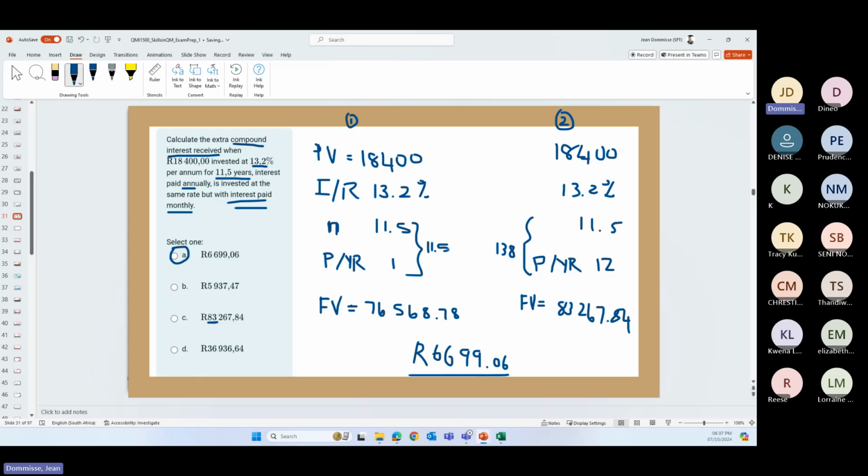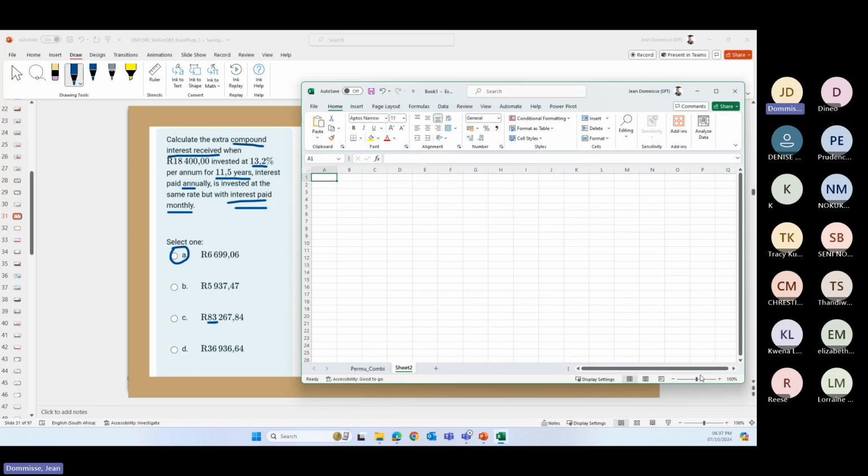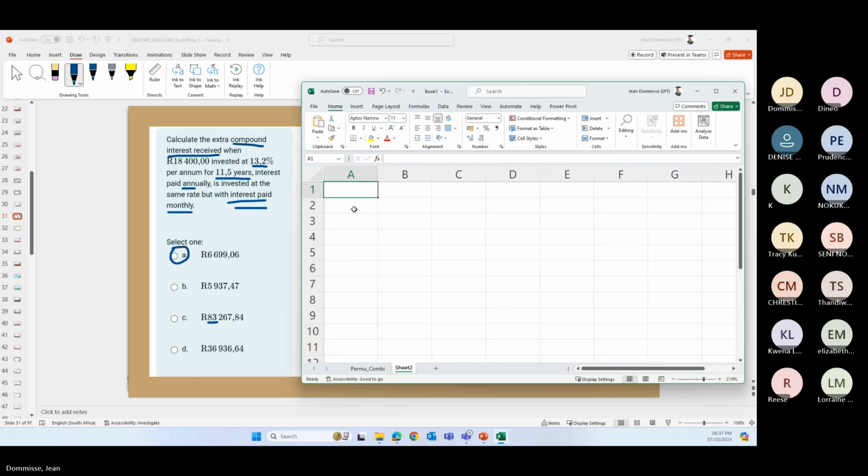So that is if we use financial calculators. So let's quickly check if we can. So let me just put, let's just add here another sheet for us to quickly work that out. So I received a present value of 18,400.